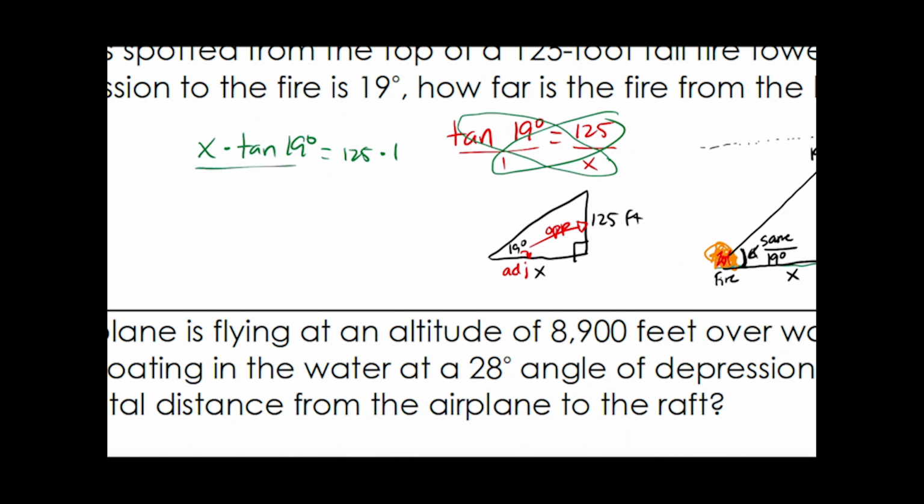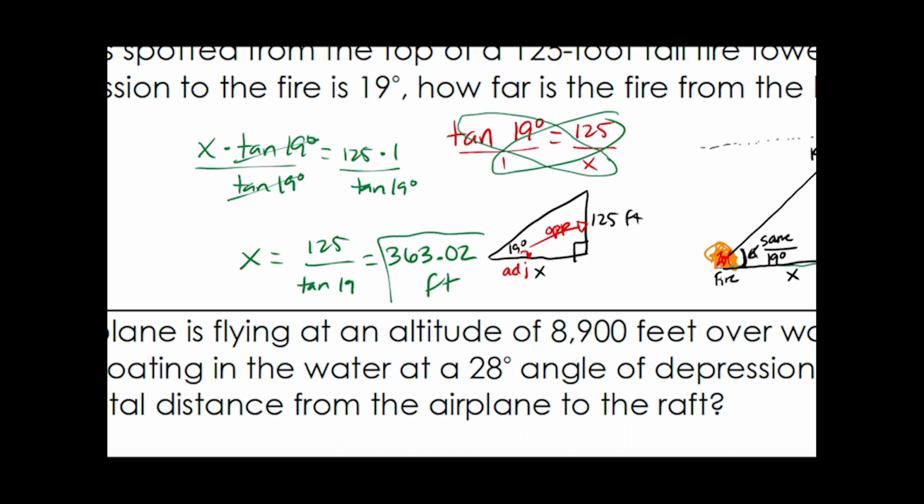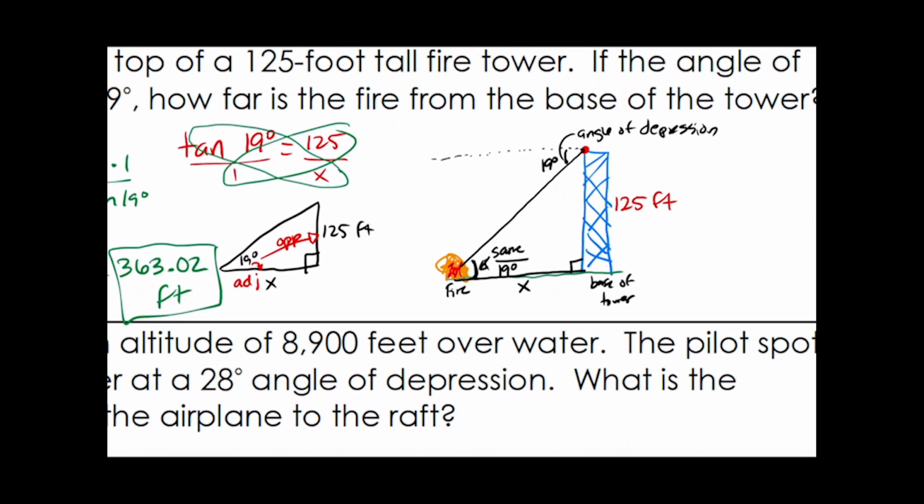I'm going to divide both sides by the tangent of 19 degrees. Tangent of 19 degrees, cancel, cancel. So X equals 125 over the tangent of 19. And if I punch that into my calculator, 125 divided by tangent of 19 degrees, I get 363.02. So 363.02, and don't forget your units, feet. And that's how far the fire is away from the base of the tower.